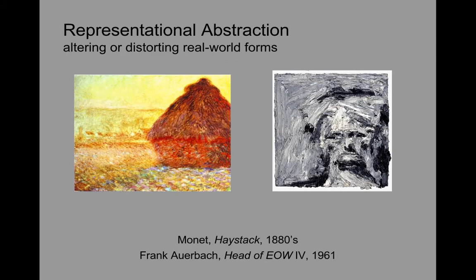Now, within representation, sometimes you have artworks like this, where you recognize the real-world form. On the left, we see a landscape with a haystack, and on the right, we see a figure. Possibly, we would think it to be a female figure. But both of these are also a bit distorted. So they're real-world forms that have been altered or distorted, and we could say this is representational abstraction. Abstraction is anytime something is a bit distorted or different from how it appears in true life, in real life.